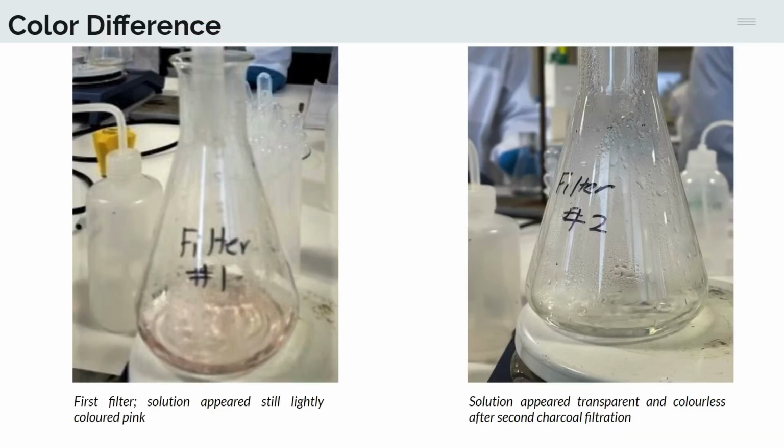The subsequent filtrations with filter paper and activated charcoal removed more and more colored soluble impurities from within the solution until it became transparent and colorless. In the first filtration, you can see how there's still a bit of a pink/red tinge to it, and from the second filtration you can see it's turned colorless and basically clear after all the impurities have been absorbed by the coal and the filter paper.